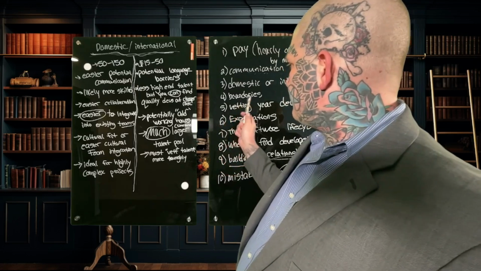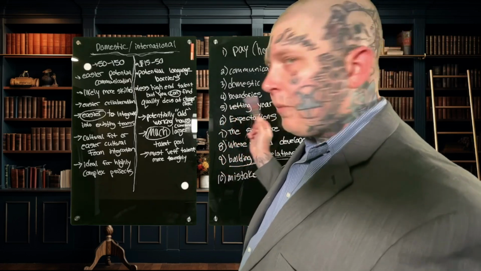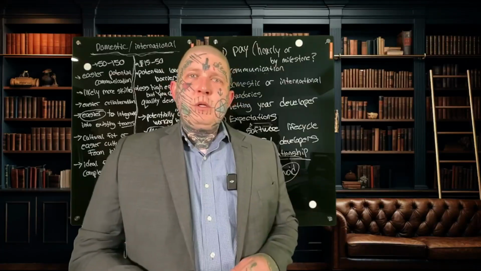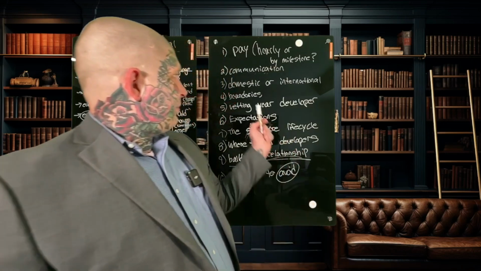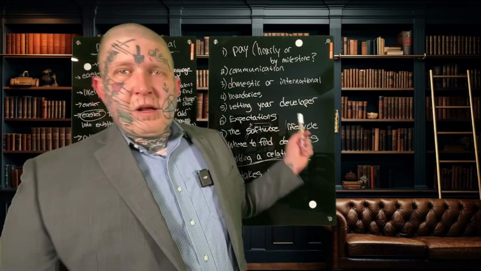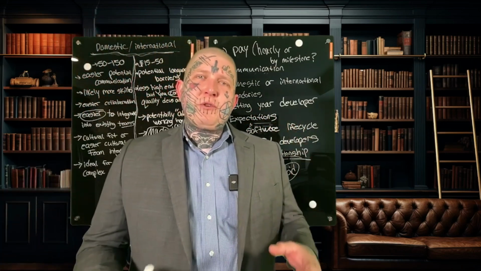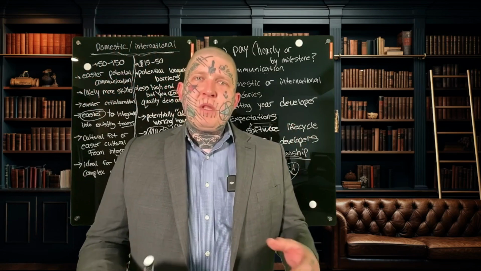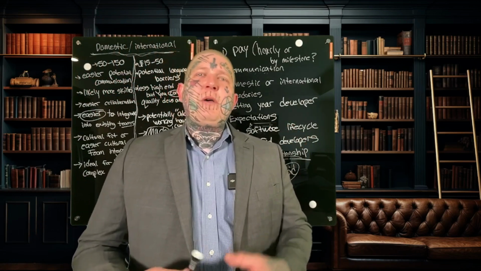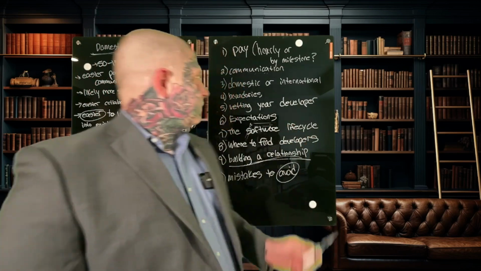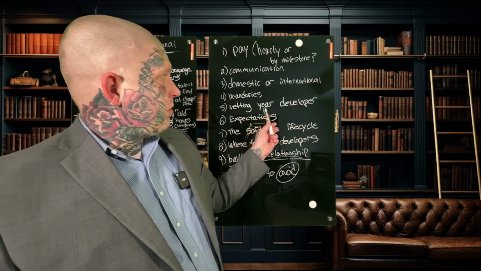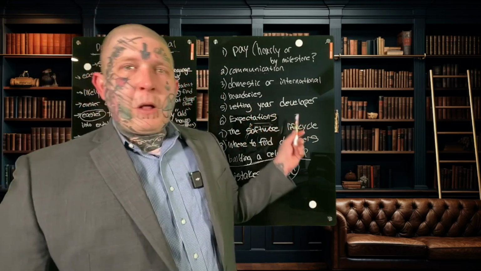Next, we're going to move on to boundaries and vetting your developer. Let's get started. All right, now we're going to talk about boundaries and vetting your developer. How do you set boundaries effectively with your developer and vice versa? And also, how do you vet them? I'm going to talk about boundaries very briefly, and then we'll move on to vetting your developer.